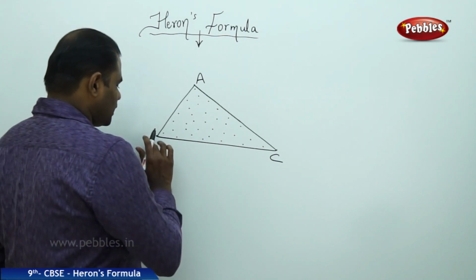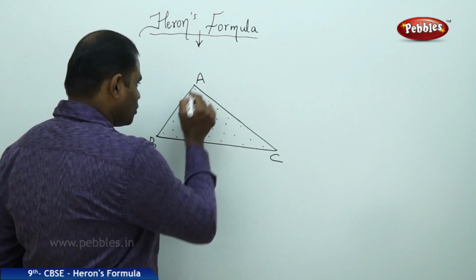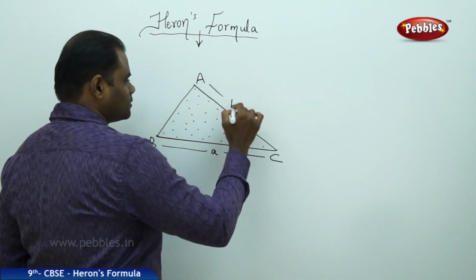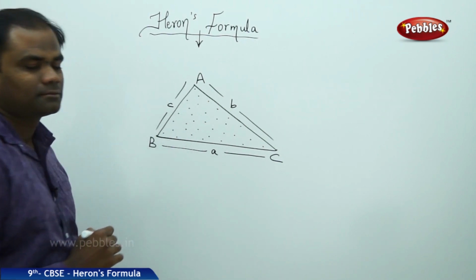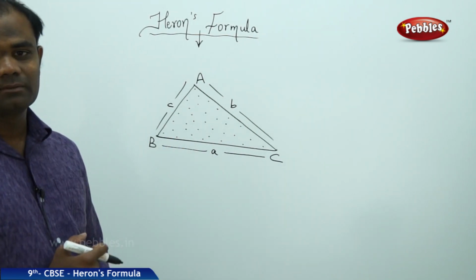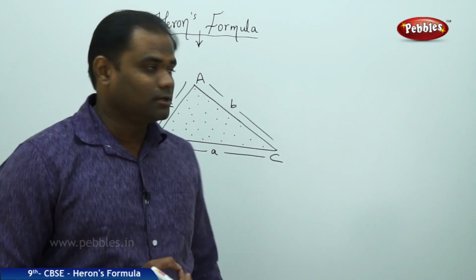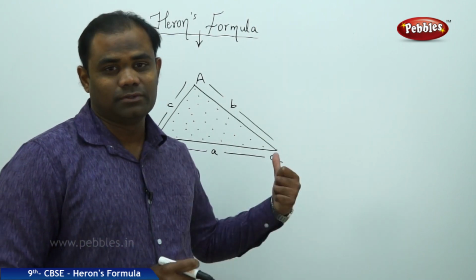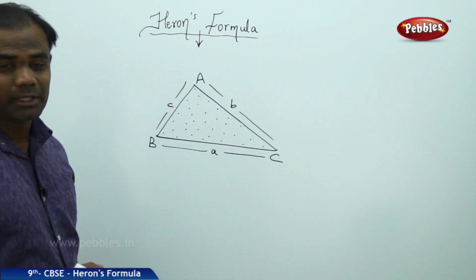Say for example, I only have the information of all three sides. This is a triangle whose side opposite to vertex A is A, whose side opposite to vertex B is B, and the side opposite to vertex C is C. Then we have HERON'S formula which we use to find the area of a triangle. HERON'S formula helps us find the area of a triangle if the three sides of the triangle are given. So let's see how the formula can be applied.